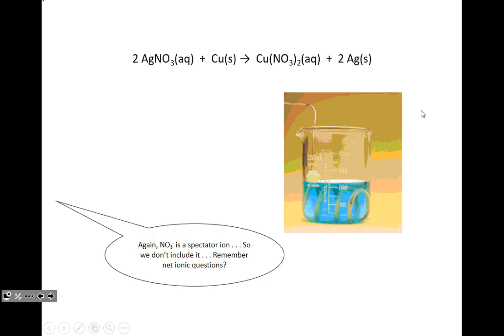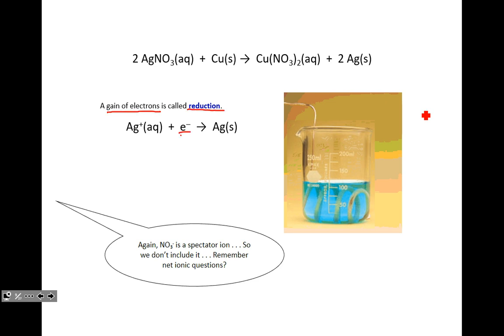Here's another example. We have silver nitrate reacts with copper to form copper nitrate and silver. Let's take a look at a gain of electrons. It's called reduction because you're gaining electrons. Here's my gain of electrons. I have a positive charge. This is neutral. In order for a positive charge to go away, to become neutral, I have to gain an electron.